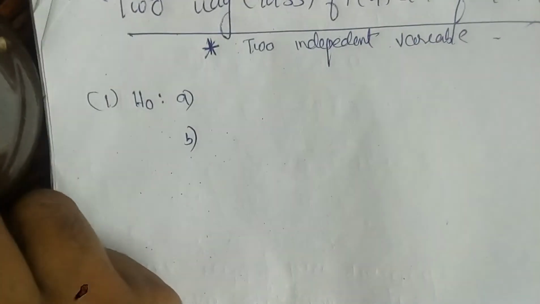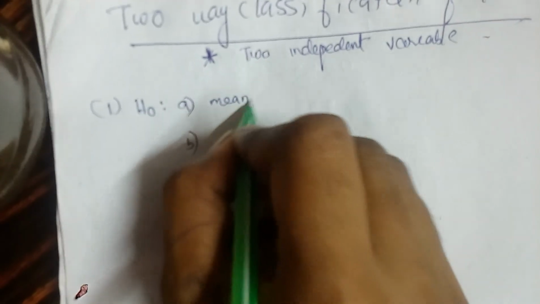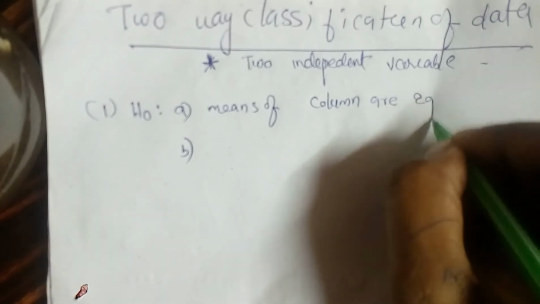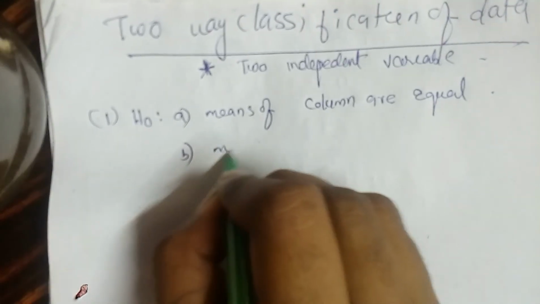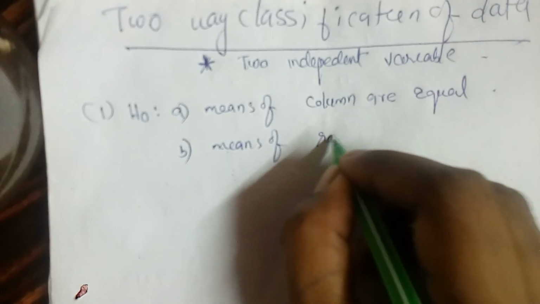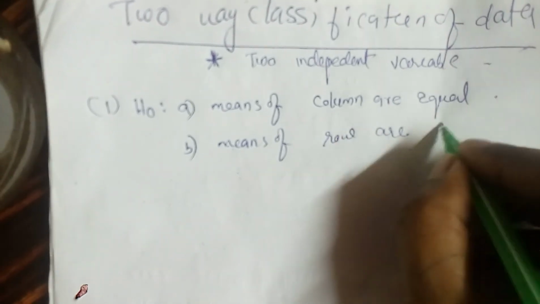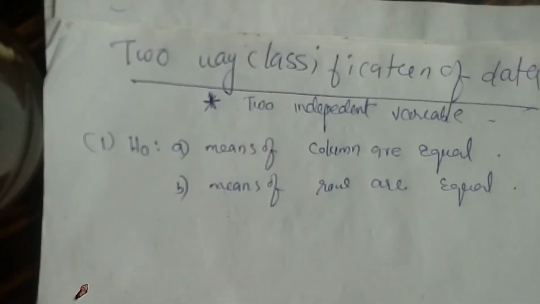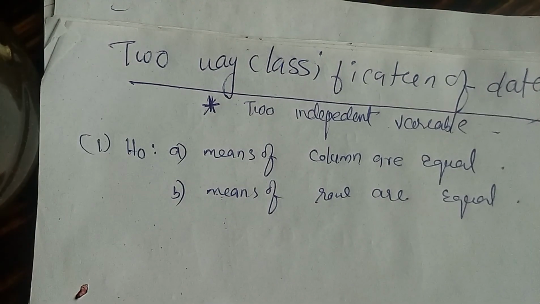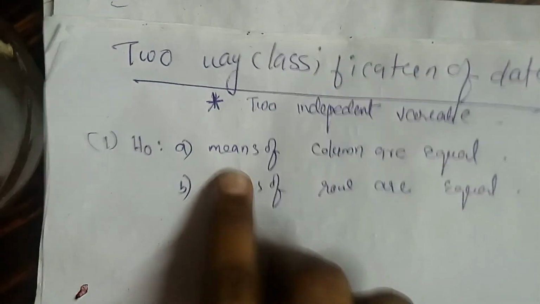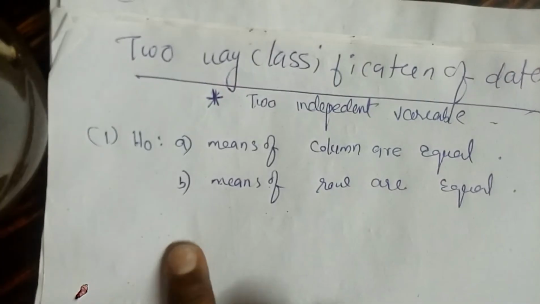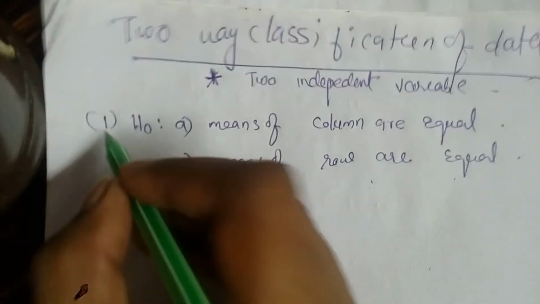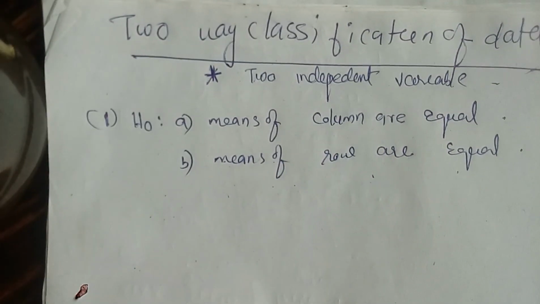One is that the means of columns are equal and the other is that the means of rows are equal. So two-way classification's null hypothesis is: one, means of columns are equal, and the other, means of rows are equal. This is the first step of two-way classification.